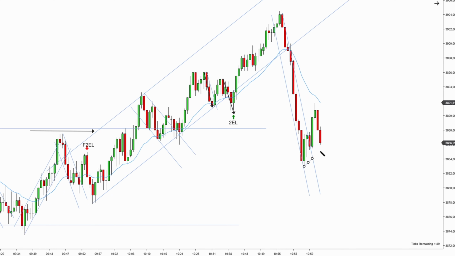Oops. I need to redraw the channel to the upside as well. So what is the structure? Well, the structure is quite neutral. We're basically going sideways without any clear bias. And when we are going sideways without any clear bias, I need to follow basically the short-term pattern.